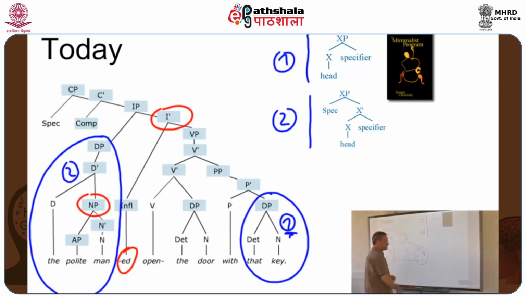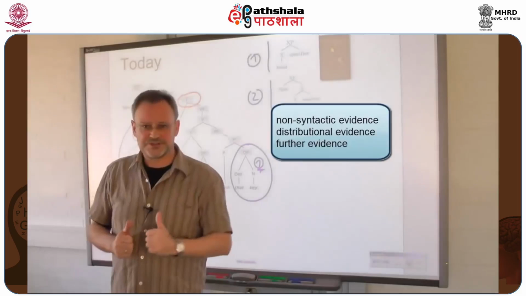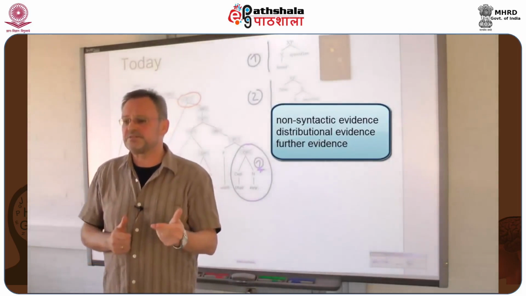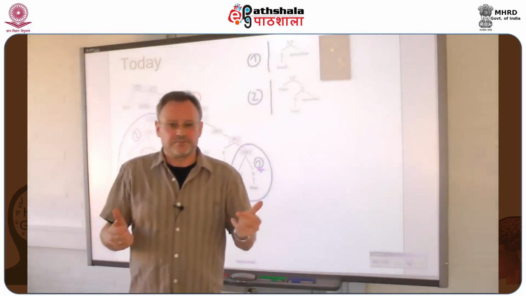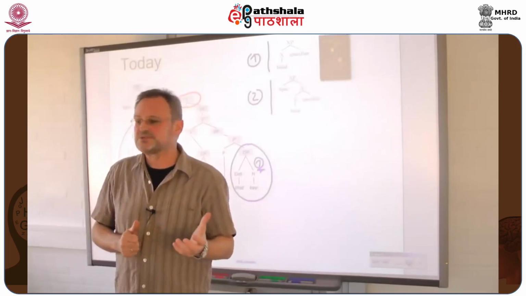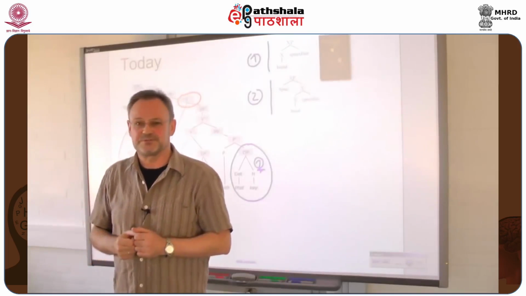So something like this. Now, several interacting arguments lend support to the postulation of the phrasal categories and the branching as presented here. These arguments can be subdivided into non-syntactic evidence, distributional evidence, and other syntactic evidence. The e-lecture phrase structure testing illustrates these arguments on the basis of various phrase structure rules.